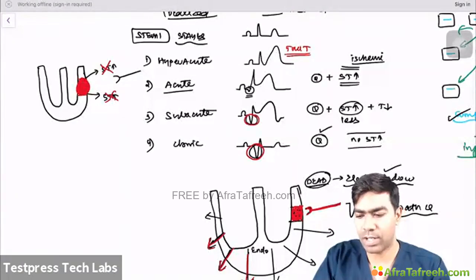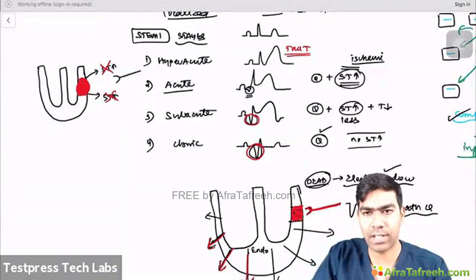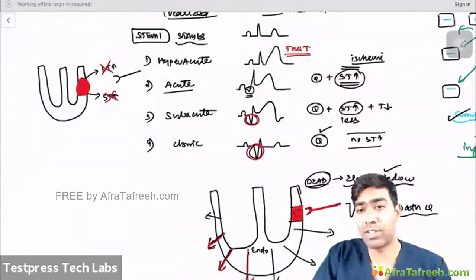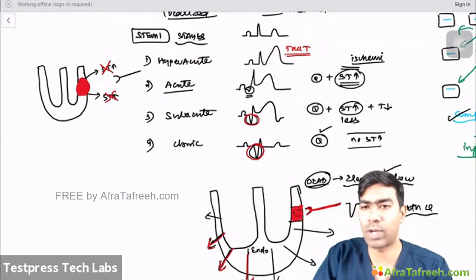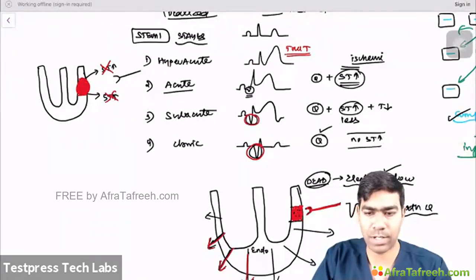So that's why you should not wait till the Q waves are formed. You have to treat at the ST elevation stage itself. That is why ST elevation is one of the important reasons why you reperfuse this area immediately. That's why you take the patient immediately to the cath lab, do a PCI, probably you can even do a thrombolysis for these patients. That's really, really important.